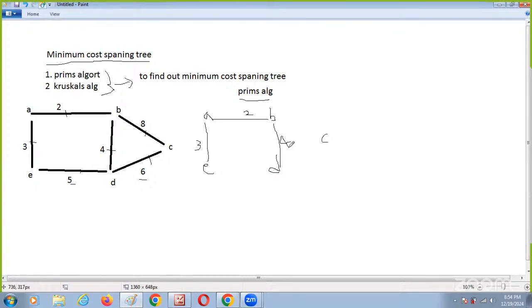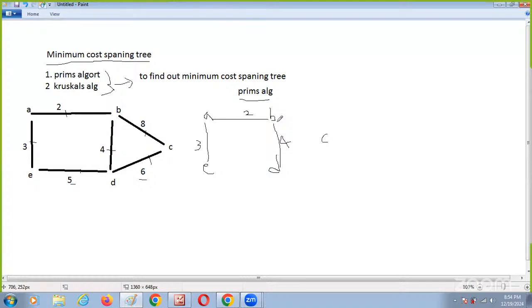And the next least cost, 5. Can I connect that 5? If I connect that 5, it is forming a cycle. So this I cannot connect. Next, what is the choice I have?